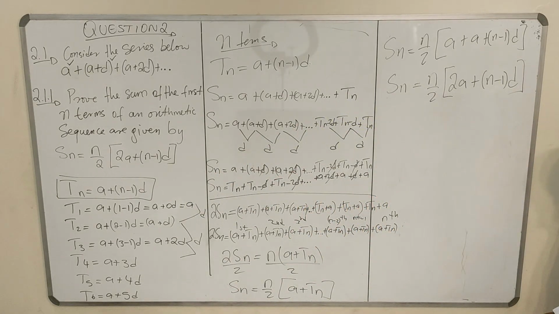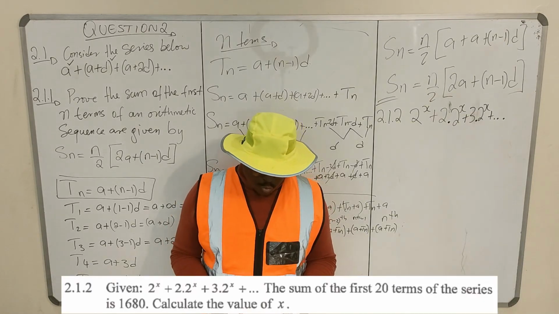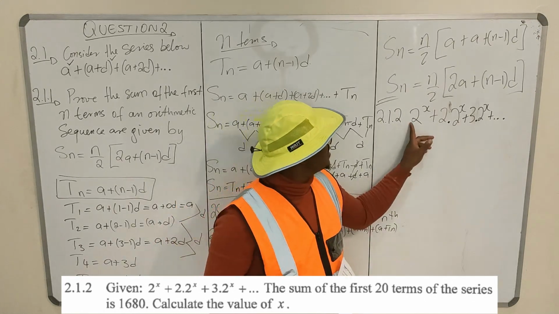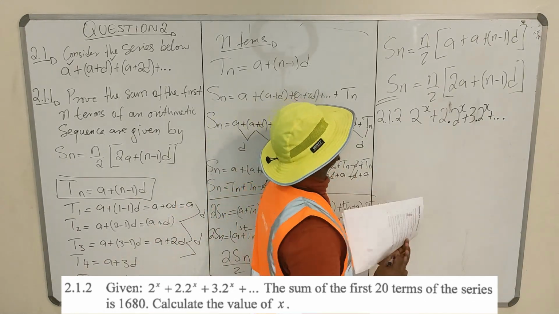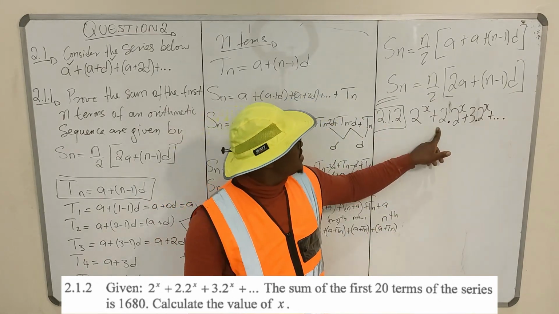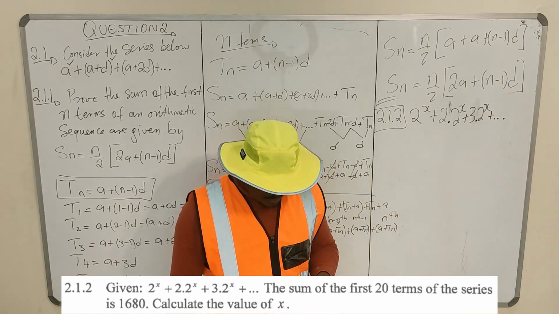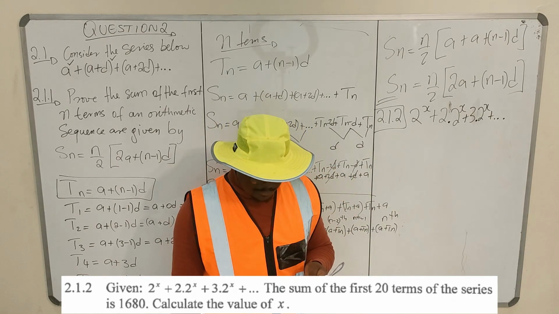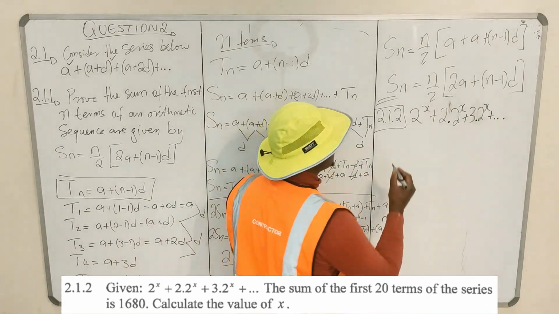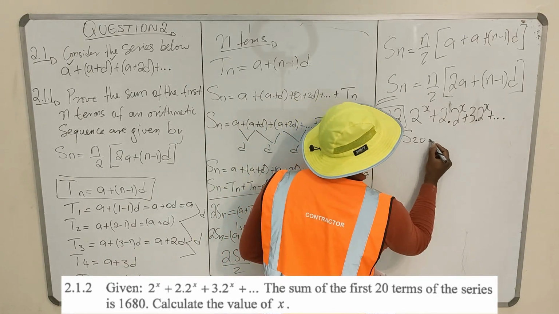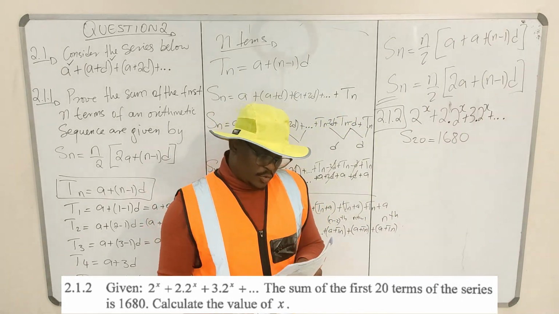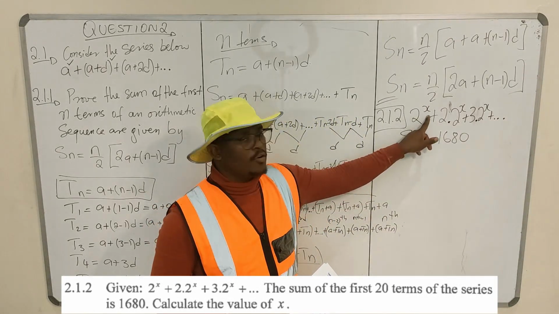It's not bad. So now we go to 2.1.2, right? So we are given this series which starts here. You're told that the sum of the first 20 terms of the series is 1,680. Fine. So they're saying calculate the value of x. They wanted to find the value of x.